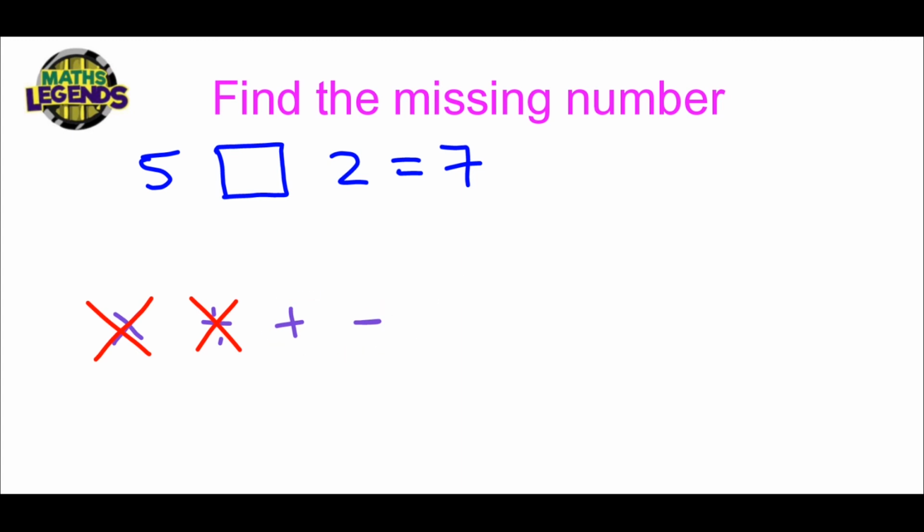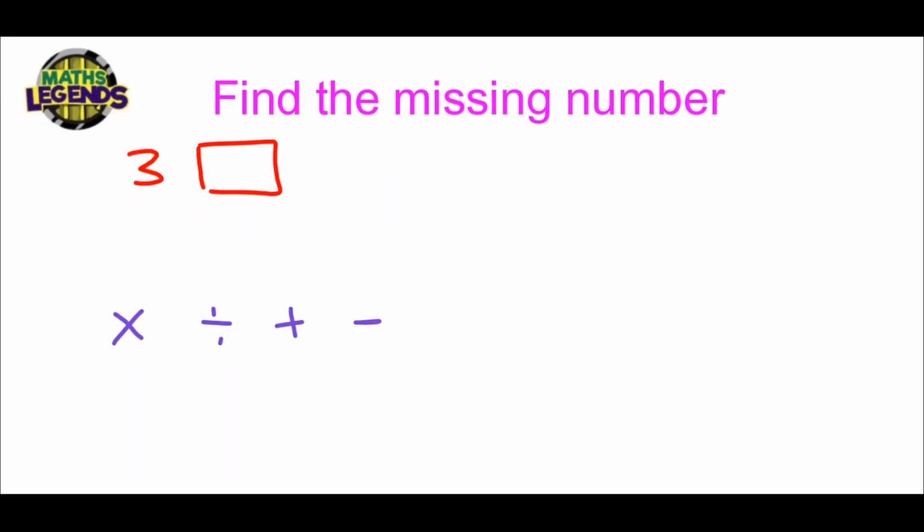You're starting with a 5, you're doing something to it by 2, and you're getting 7. So it can't be a minus because you're not making it smaller, you're making it bigger. So let's try the plus. 5 plus 2 is 7, so that's your right answer. Let's have a look at another example.